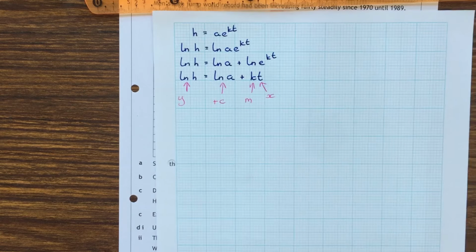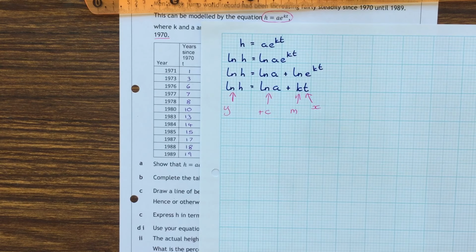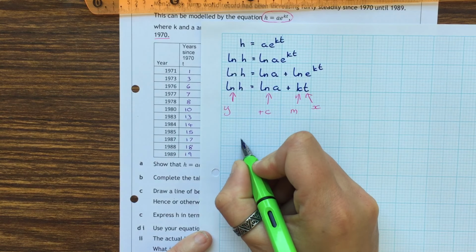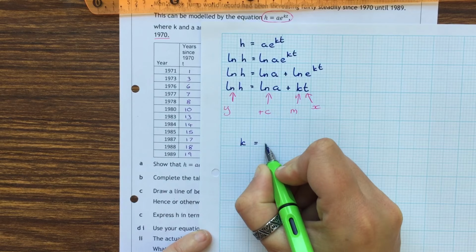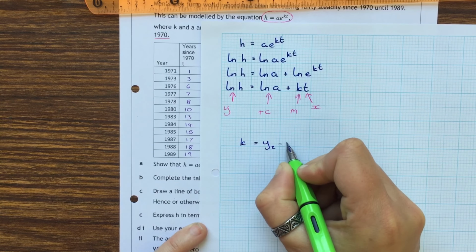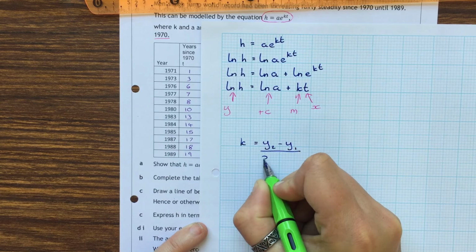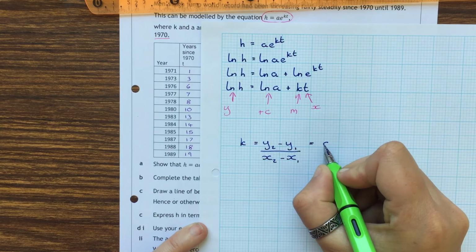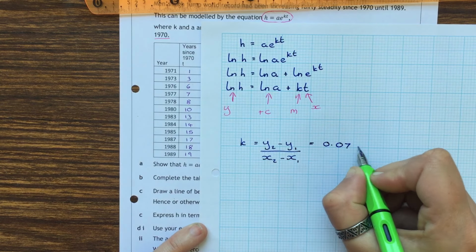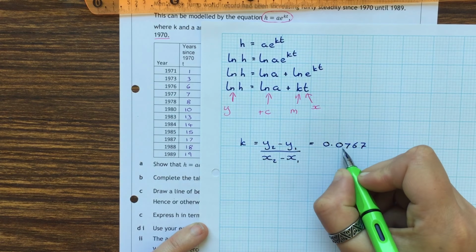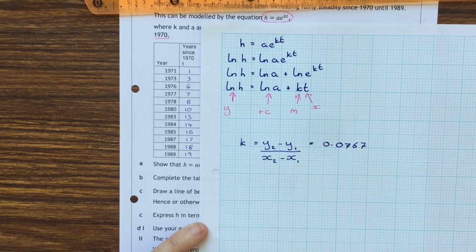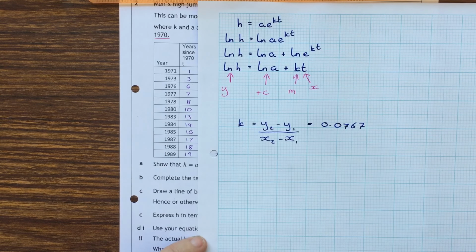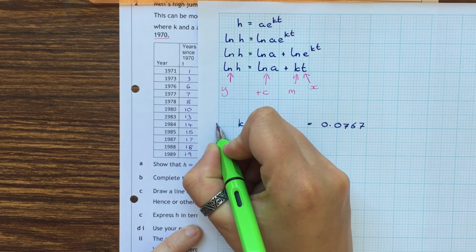So from looking at your graph, you should be able to work out a gradient. So the gradient is going to be k, and that's going to come from change in y over change in x, and that should be something around 0.0767. Everybody's line of best fit will be a little bit different, so everybody's value of k will be a little bit different. And that is for part C.